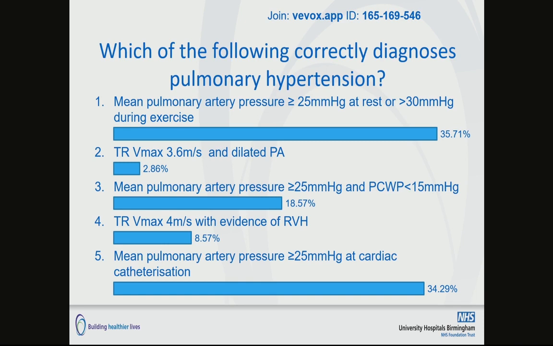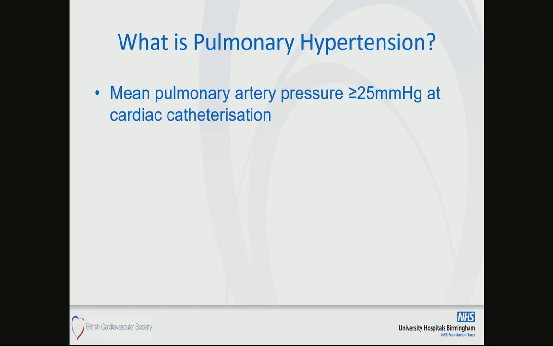A slight majority put number 1, which is at rest and exercise. Second is number 5. So this is actually the right answer. They've taken out the exercise because it wasn't quantified. It didn't really mean anything. So you diagnose pulmonary hypertension with a mean pulmonary artery pressure greater or equal to 25 millimetres of mercury measured at cardiac catheterisation. So no mention of exercise anymore.